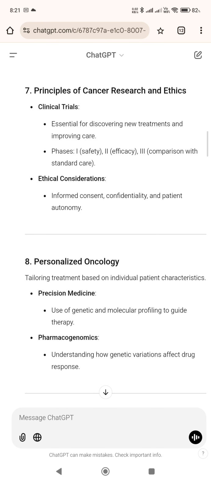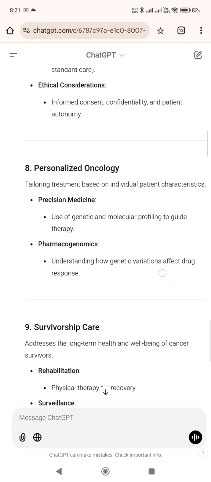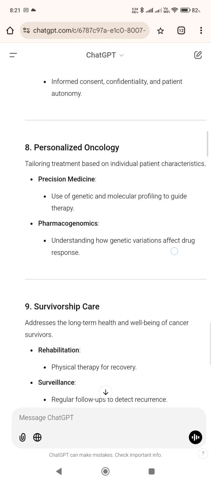7. Principles of cancer research and ethics. Clinical trials, essential for discovering new treatments and improving care. Phases: 1. Safety. 2. Efficacy. 3. Comparison with standard care. Ethical considerations: informed consent, confidentiality, and patient autonomy.